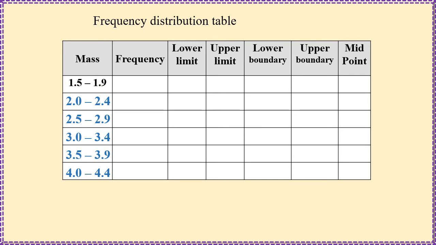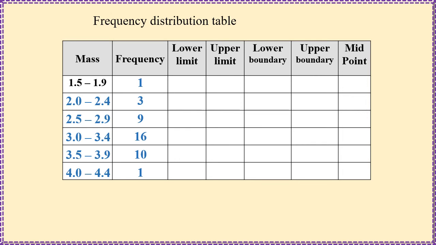Next, we just have to calculate the frequency of each of the classes. From 1.5 to 1.9, how many newborn babies? After we calculate, it will be 1, 3, 9, 16, 10, and 1. Please count it correctly. You can use tally.